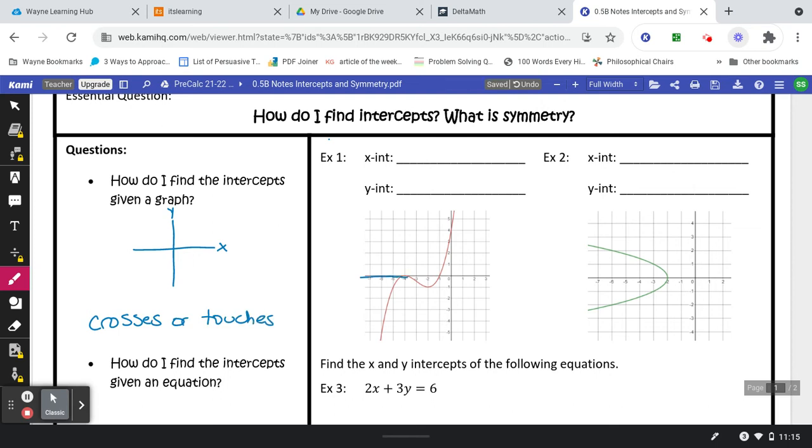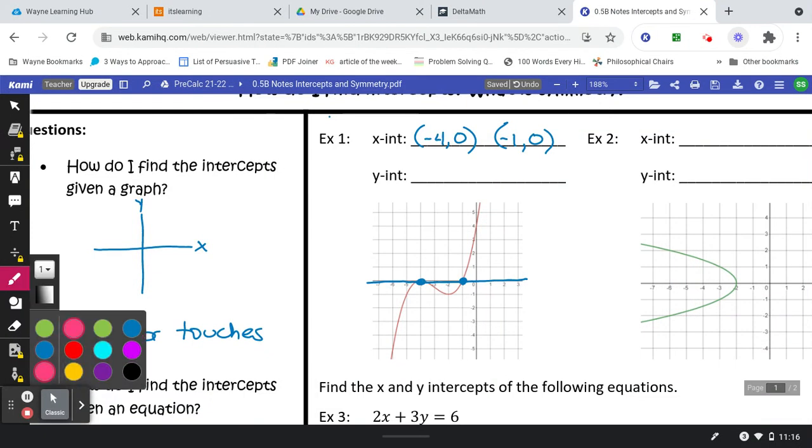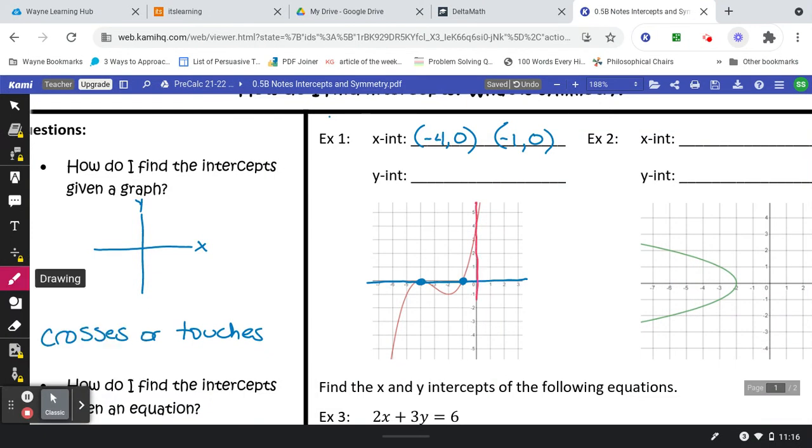So for our x-intercepts, we have the point right here, which I know is a little small. It looks like -4, 0. And then we have a point right here, which is -1. I'm writing all of these as ordered pairs. A lot of times you'll just see the numbers without the parentheses and the additional 0. For your y-intercept, looking for your up and down, anywhere it crosses or touches, that happens right there, which would be the point 0, 4.